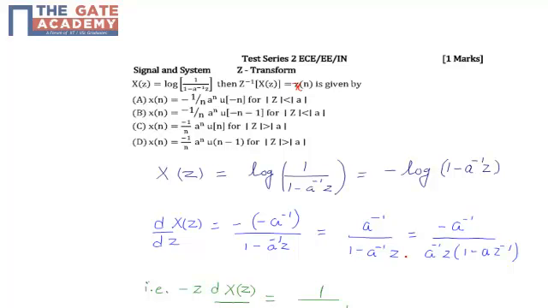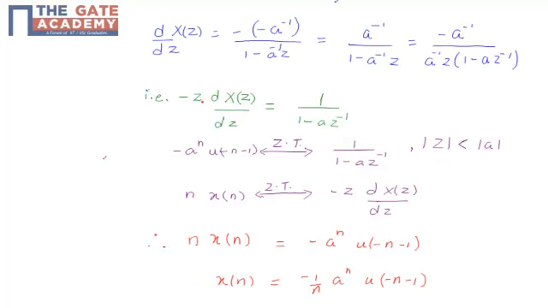If we take minus a inverse z common, what we get is minus a inverse divided by minus a inverse times z in bracket 1 minus a times z inverse. So if we cancel this and rearrange the terms, what we get is minus z times dX(z) by dz is equal to 1 by 1 minus a z inverse.